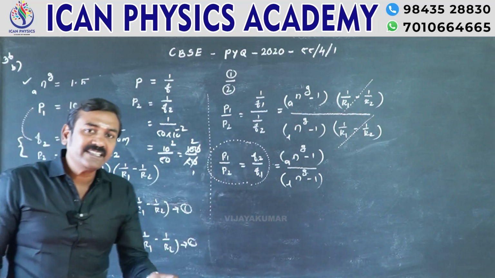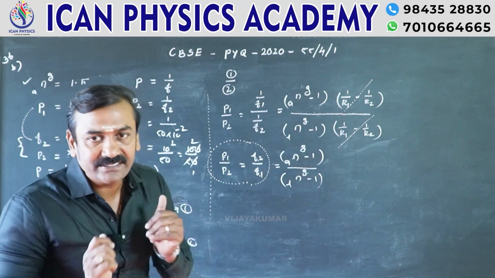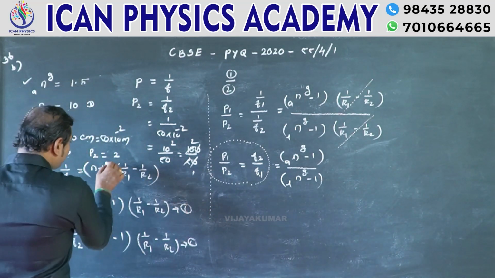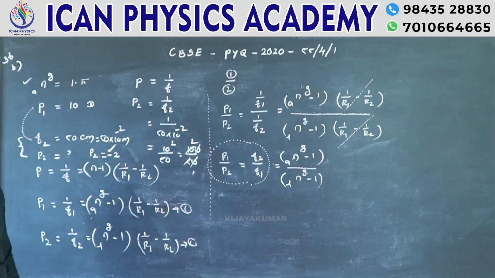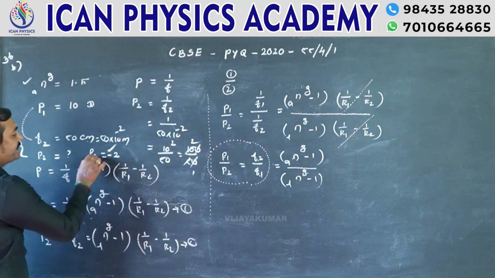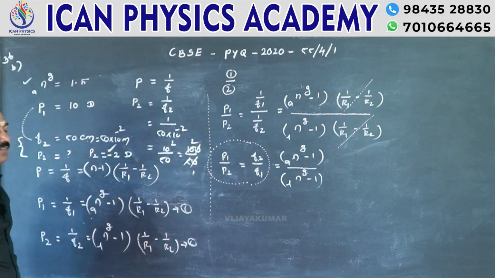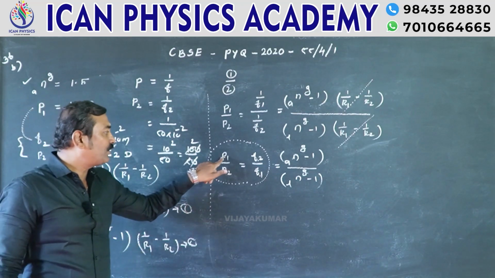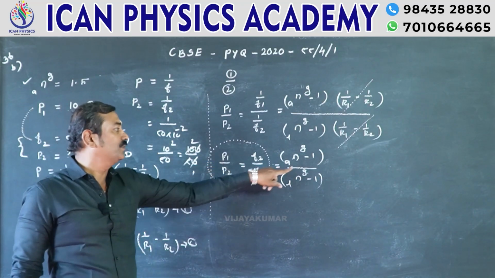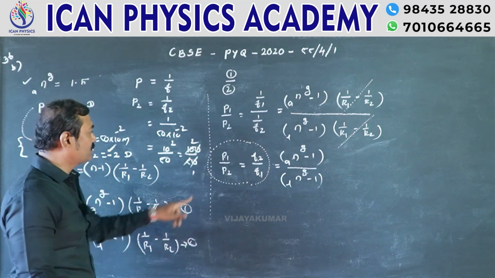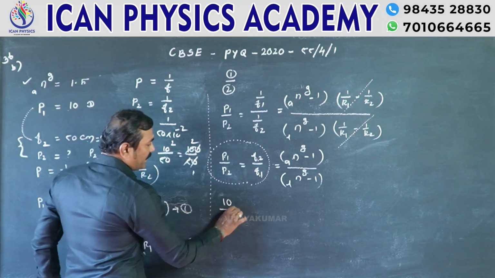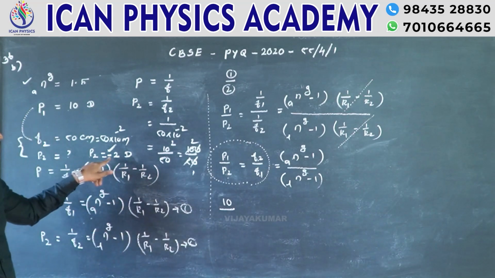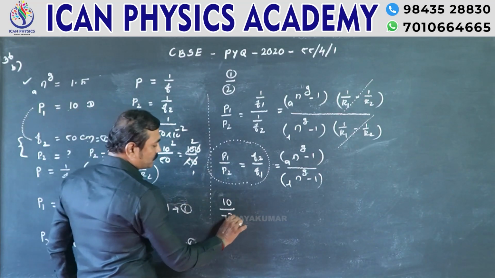So what is the word given? It's diverging. So for the word diverging, we introduce the symbol minus. What is the unit of power? Dioptre. So now we know the value of P1 and P2. Then we can go to this formula. So P1 is 10, P2 is minus 2.